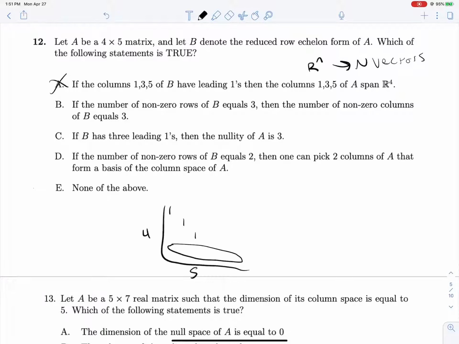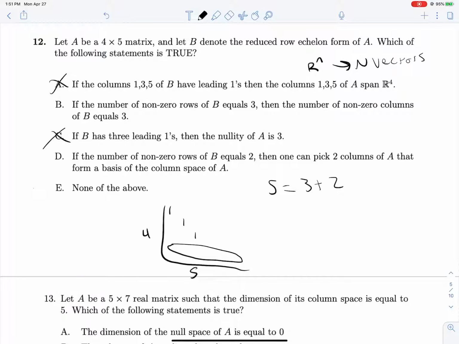C, if B has 3 leading 1s, then the nullity of A is 3. So we know that we kind of have that example already drawn here. If we have 3 leading 1s, then the number of columns, which is 5, is equal to the rank plus the nullity. So our rank is 3, our nullity is 2, and so this is untrue.